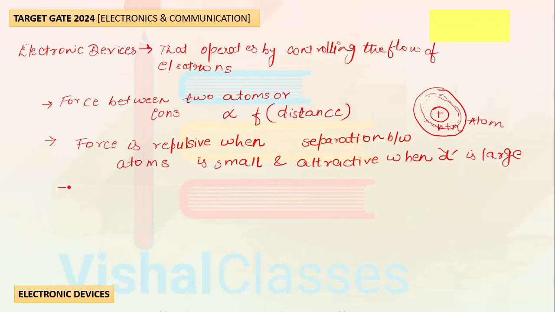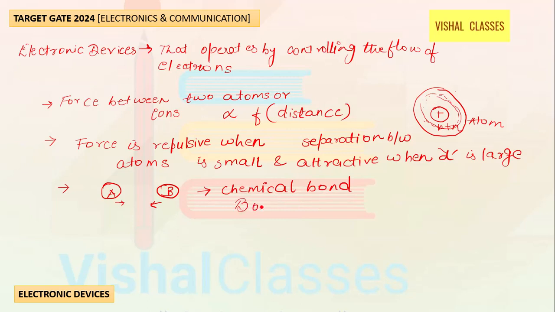And these bonding forces between atoms, so this is atom A, this is atom B, these bonding forces between atoms are called chemical bonds, and the process by which these bonds are held is called bonding.